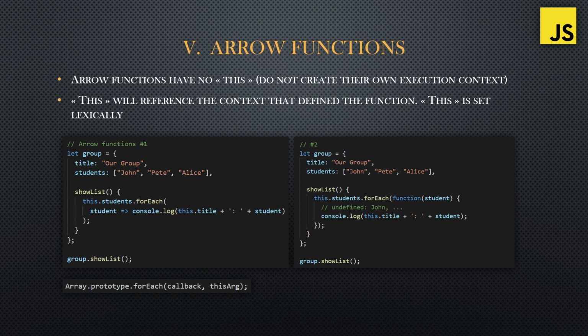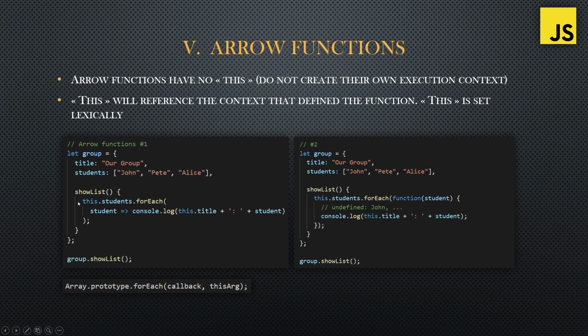In the fifth context with arrow function, arrow functions have no this. It means they do not create their own execution context, in opposition to normal or classical functions. This will reference the context that defines the function. We also say that this is set lexically.